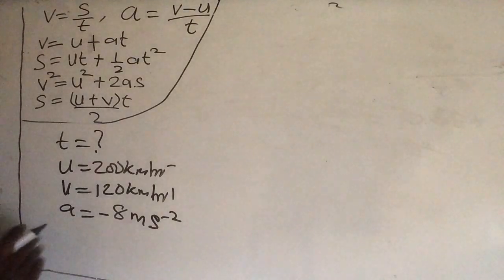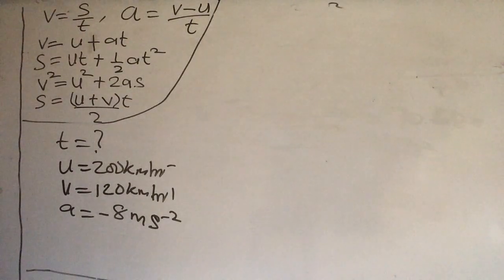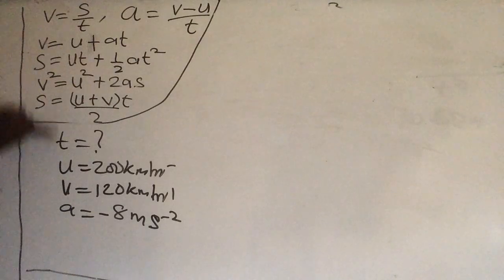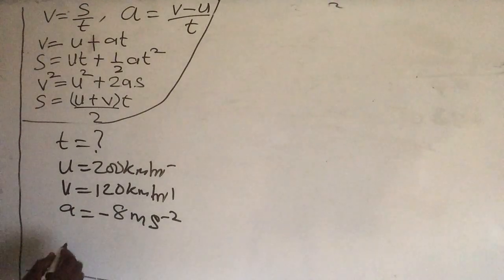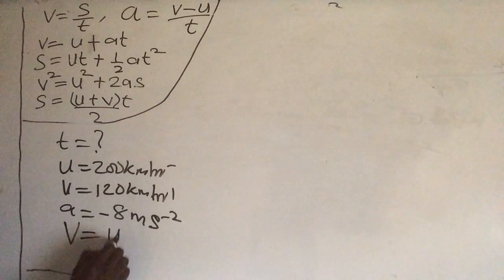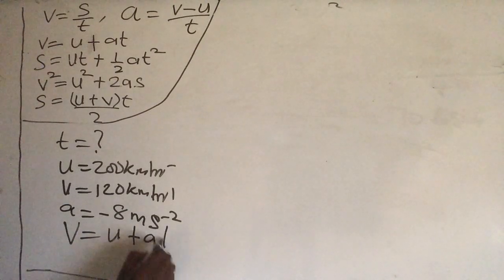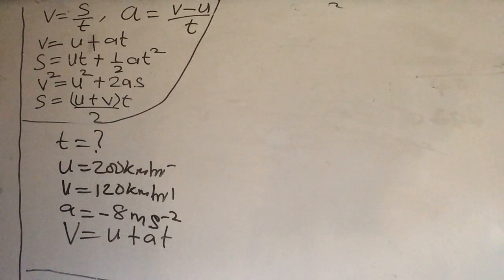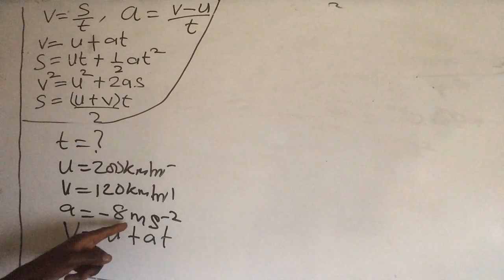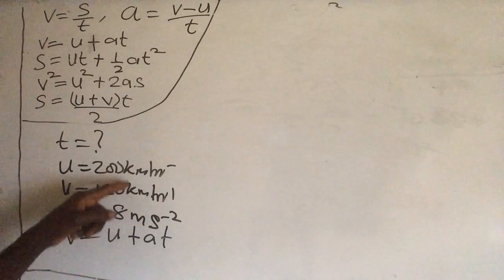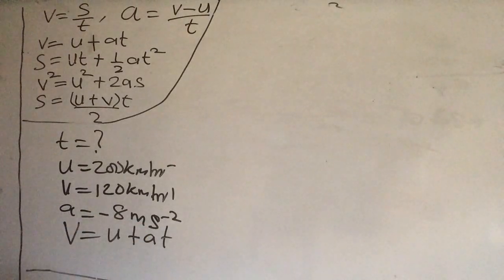Now we have this. Which formula should we use from all these formulas? We have TUVA. Which one now? This one has V, has U, has A, has T. Yes, we will use this first one. This first one says V equals U plus A T. Now remember to convert this, since our acceleration, since our retardation, which is also the opposite of acceleration, is in meter per second squared. Now we have to convert all these units back to meter per second. I've treated it in one of my videos.